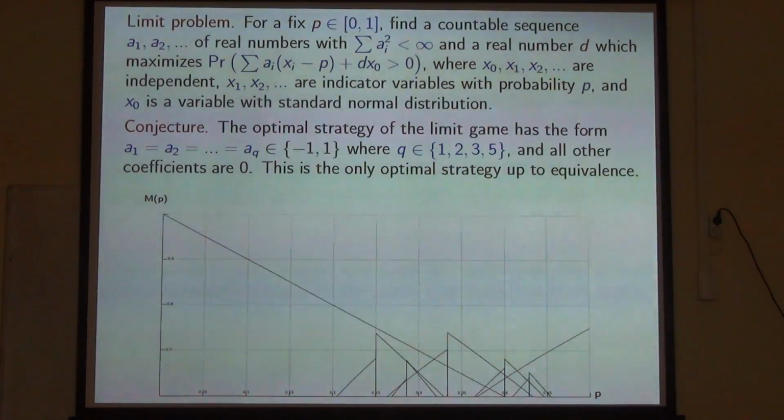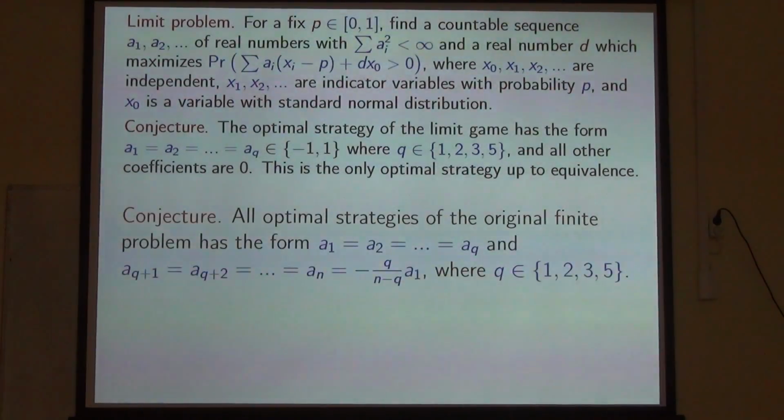And there are some other things. So if you choose not 1, 2, 3 or 5 but 4 or any other values, these provide lower probabilities, and from this we can make this conjecture that in the limit game the optimal strategy is just this, that you have 1, 2, 3 or 5 plus 1s or minus 1s, all the others are 0, and from this you can pull this conjecture back to the original problem, that this is the structure of the original question.